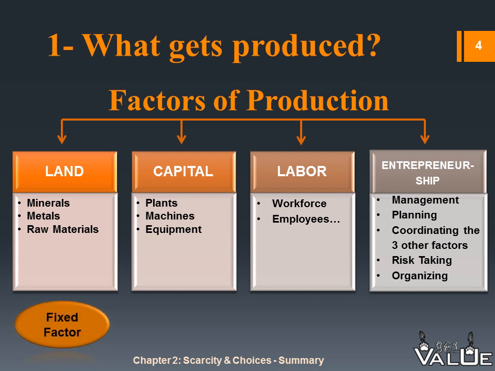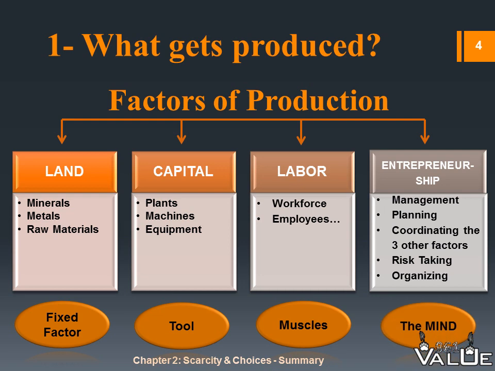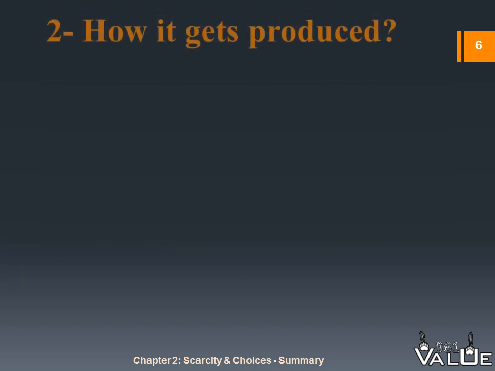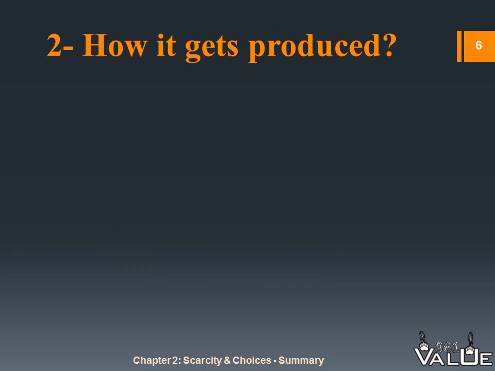Land is the fixed factor. Capital is the tool. Labor are the muscles. And entrepreneurship is the mind. Payment for land, rental cost. For capital, interest rates. For labor, salaries and wages. While entrepreneurs gain profits. Now let's move to how it gets produced.